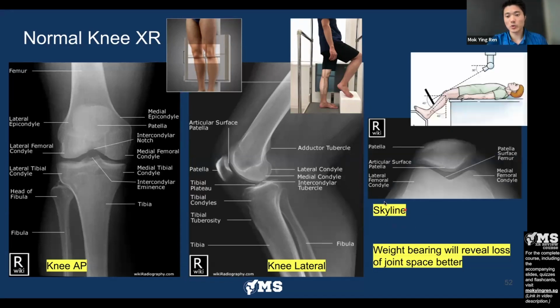Now, a good special view to learn about the knee will be the skyline view, which is shot in this manner. It allows us to look at the patellofemoral joint.